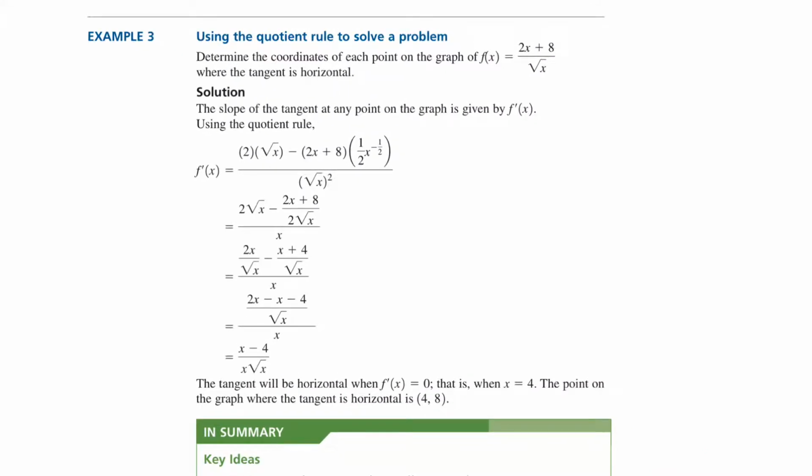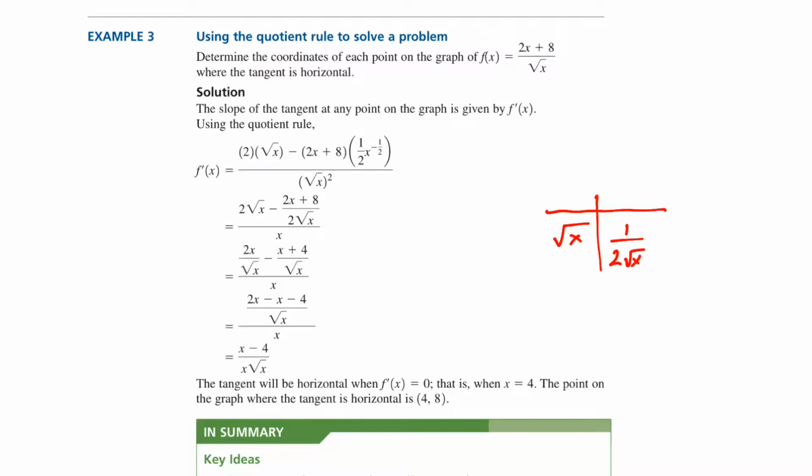Next example. Determine the coordinates of each point on the graph of f of x equals 2x plus 8 over root x, where the tangent line is horizontal. The tangent line is horizontal when the slope is 0. We find the derivative of the function by using the quotient rule. The derivative of 2x is 2, and the derivative of root x is 1 over 2 root x. We proved this in one of our previous sessions.